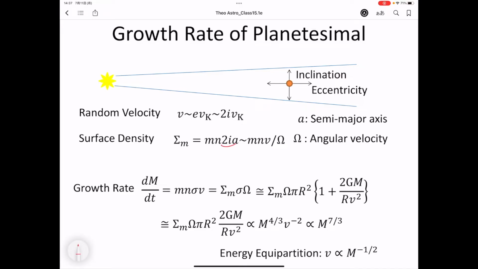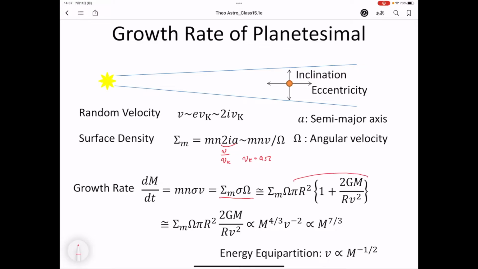Then this can be expressed as v over v sub k, and v sub k equals a omega. Then the surface density sigma sub m can be expressed as m n v over omega. Omega is the angular velocity. Then the growth rate can be expressed with the surface density sigma m, sigma, omega. Then you can substitute the cross-section for collisions.